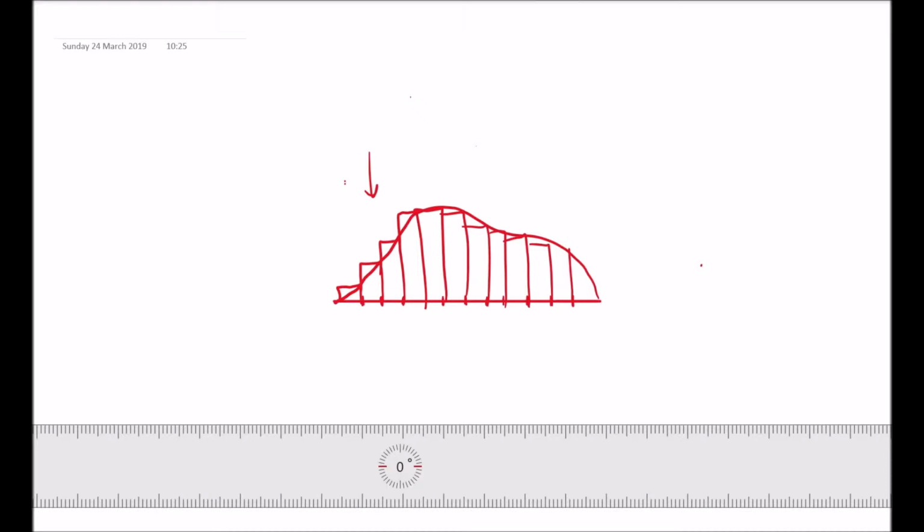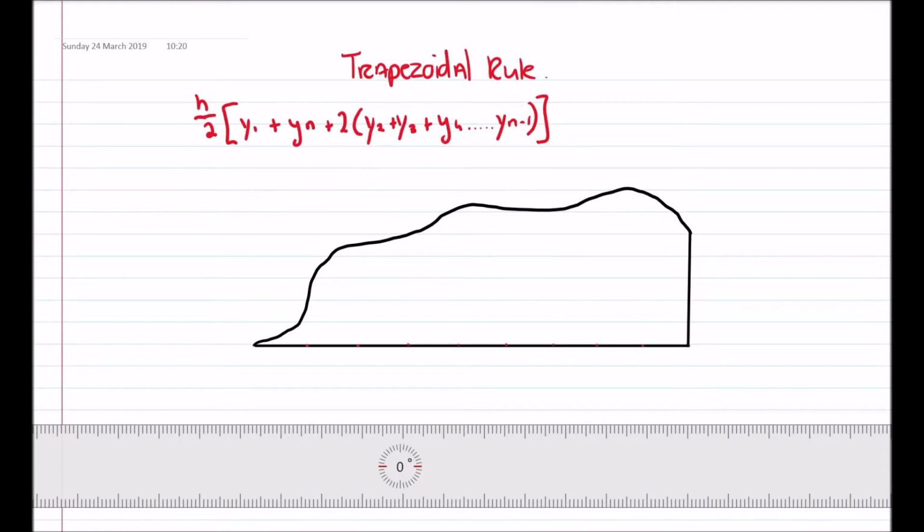Okay, we're going to divide our section into small rectangles, and we're going to get the area of all those rectangles, and we'll get pretty close to the area of the real object. Remember, the more rectangles or sections I divide it into, the closer my real answer is to the actual answer. So here is trapezoidal rule.